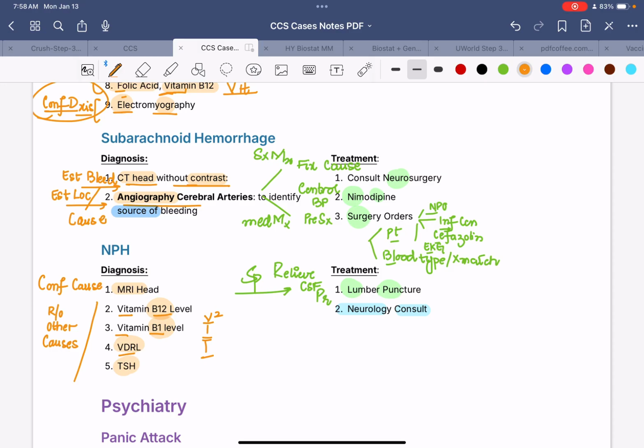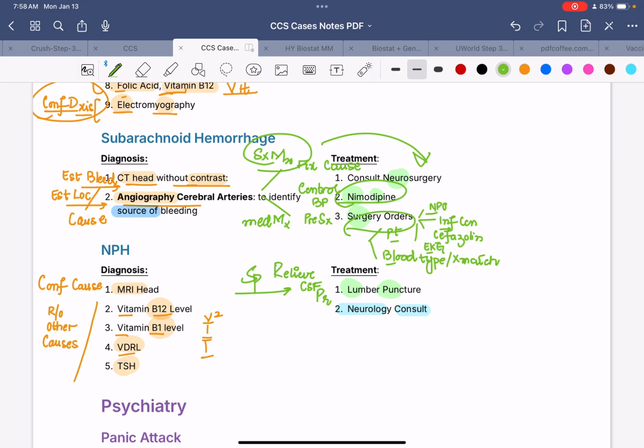Next off, the treatment, we are going to divide it, of course, the general supportive measures, airway, breathing, circulation, of course, exists. And then specifically, we are going to do some medical management and some surgical management. So for medical management, we can do blood pressure control, and specific calcium channel blocker that is used for subarachnoid hemorrhage would be nimodipine. And then for the surgical management, of course, we have to consult neurosurgery for clipping the bleeding source, and of course the pre-surgical orders, which include NICE PT, which is NPO, informed consent, cefazolin, E for EKG, and then PT, PTT along with the blood type and cross match.